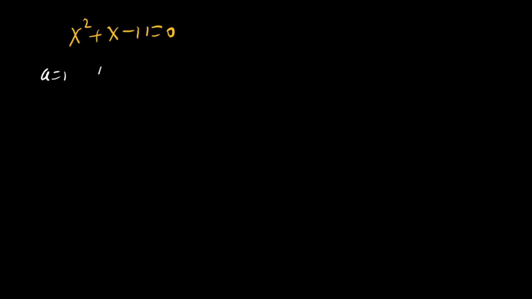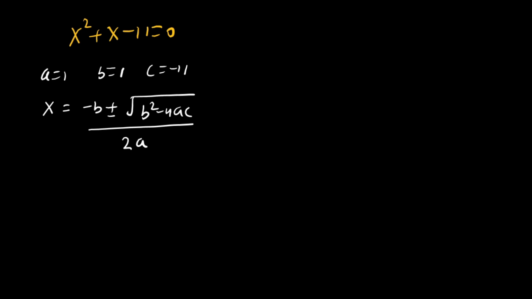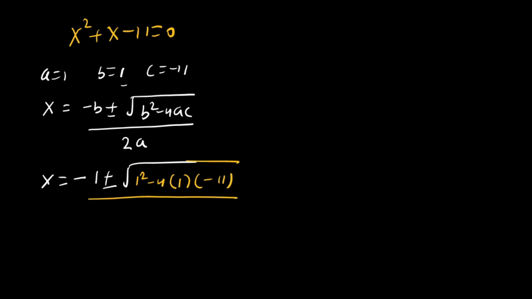Value of a is 1, value of b is 1 and value of c is minus 11. And we know that the quadratic formula is x is equal to minus b plus minus square root of b square minus 4ac divided by 2 times a. Then x is equal to minus b, and value of b is 1, then here 1 plus minus square root of b is replaced by 1 square minus 4 times a, that is 1, and c, that is minus 11, and divided by 2 times a, that is 1.